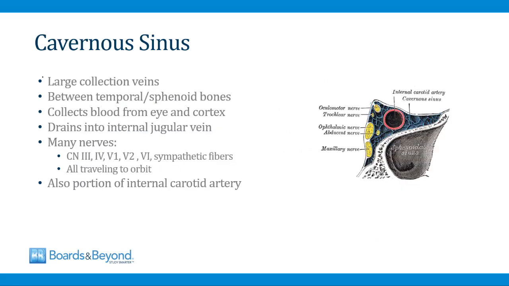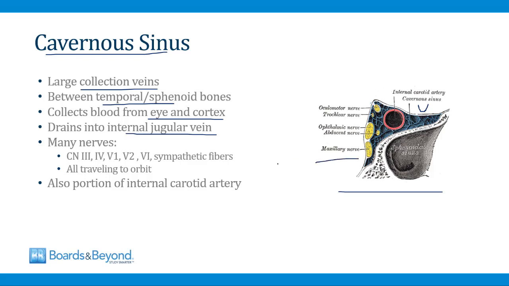I'll finish this video by talking about a cavernous sinus thrombosis, but let's first talk about what the cavernous sinus is. It's a large collection of veins found between the temporal and sphenoid bones. This is a picture of what it looks like on the screen here, and you can see all these blue veins here found between the bones of the skull. It collects blood that is draining from the eye and parts of the cortex, and it drains into the internal jugular vein. Embedded within all these veins, you can find lots of nerves, as shown in this image here. You can find fibers of many cranial nerves and also sympathetic fibers. They're all traveling to the orbit.